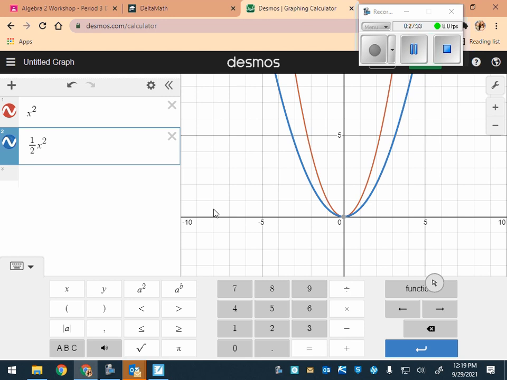This becomes wider. It's also called vertical compression. Okay. So the A value changes the shape of the graph, meaning narrow, wider. It also changes the direction of where this graph is opening, either opening up or opening down. Okay.